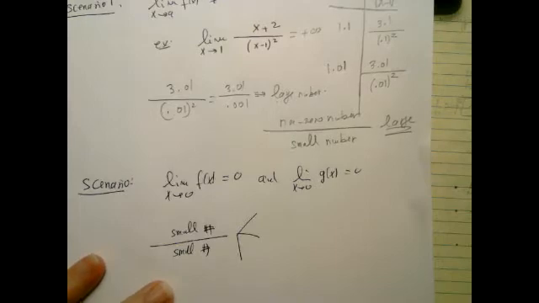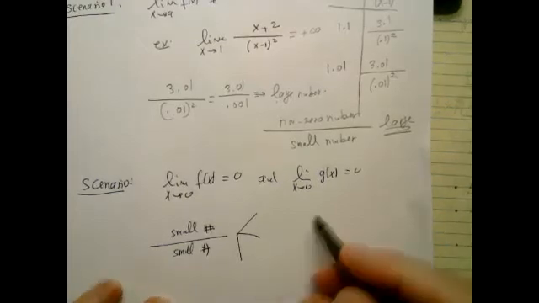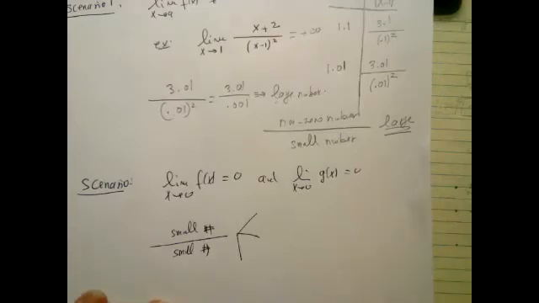A less small number, a small number. Okay, not quite. We can get a small number, we can get a large number, and we can get anything in between. Let's see why.